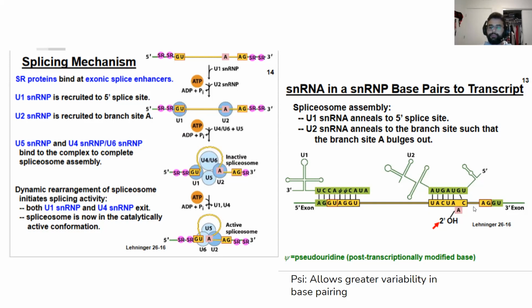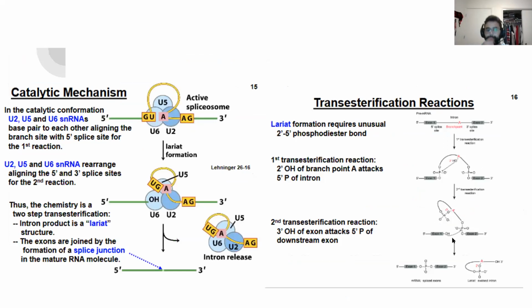And our U2 is going to bind to our branch site A, and it's going to have similar sequences as well. This hydroxy group right here is going to be important, so just wait a little bit. Our U2 and U5 base pair to each other, aligning the branch site with the 5' splice site for the first reaction. And you're going to see that we create this little lariat right here, like a little lasso. Then we rearrange the 5' and 3' splice sites for the second reaction, and thus it's a 2-step transesterification where the intron is removed as a lariat, and then we ligate the exons together.